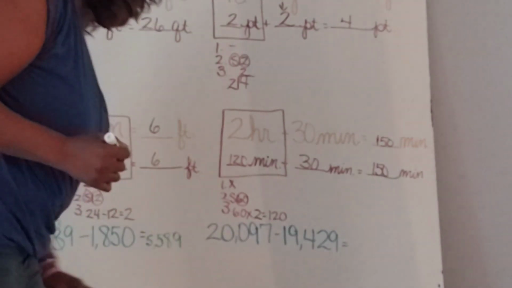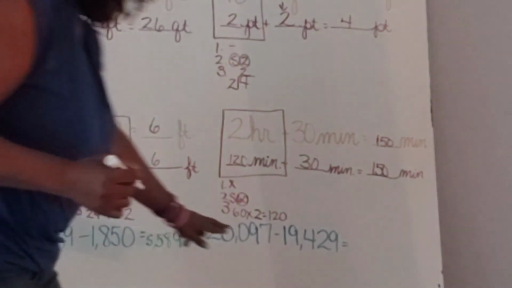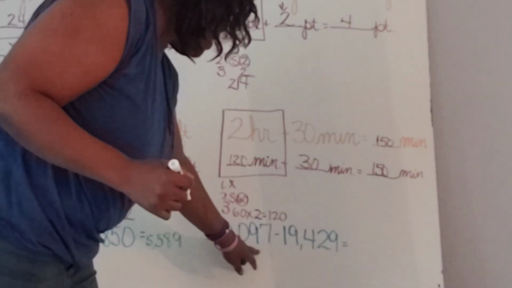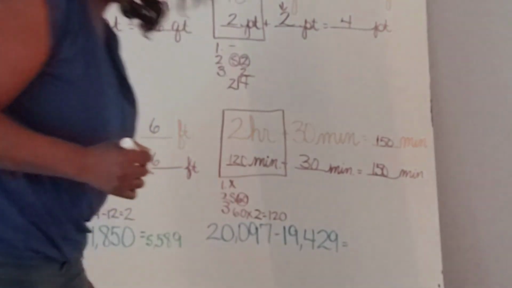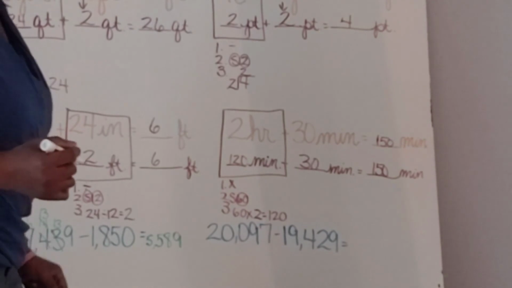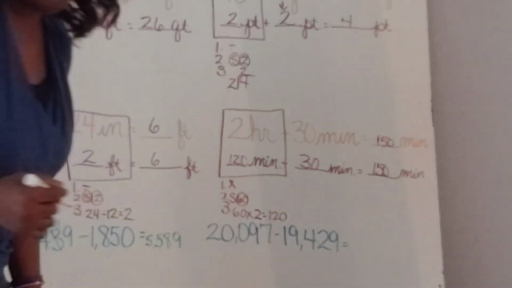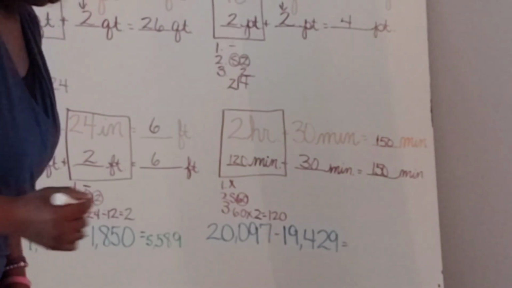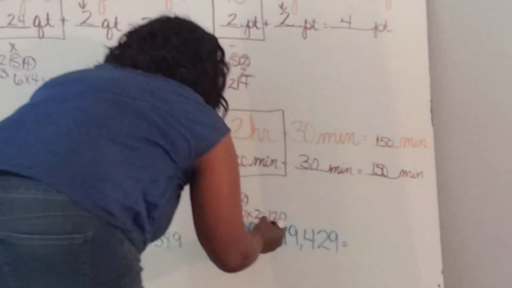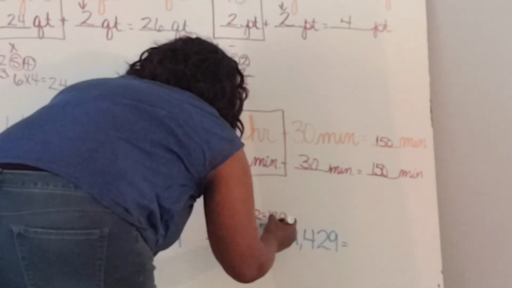Oh, this is a bigger number now. We have 20,097 minus 19,429. Well, what am I going to do? Start with my 7 and my 9. Is 7 bigger than 9? So then I cannot use it right now. I have to cross it out, put the same number up top.